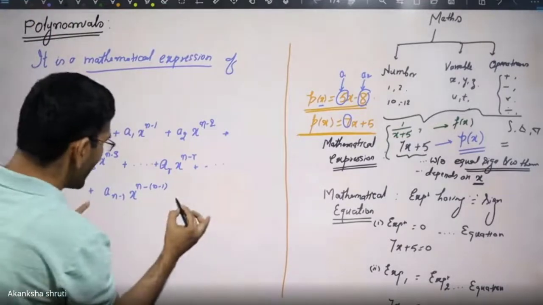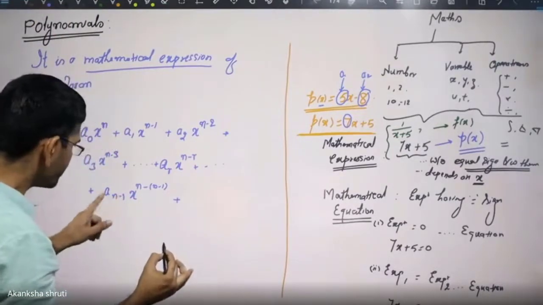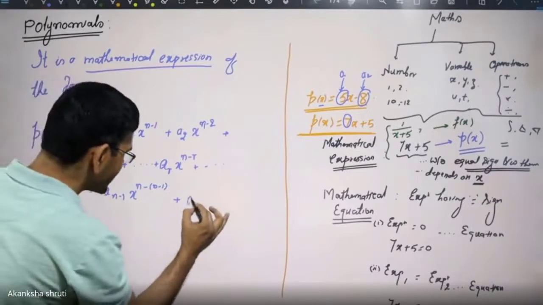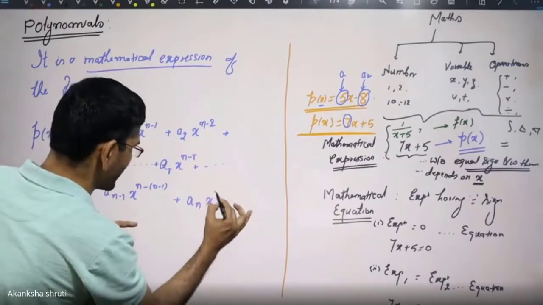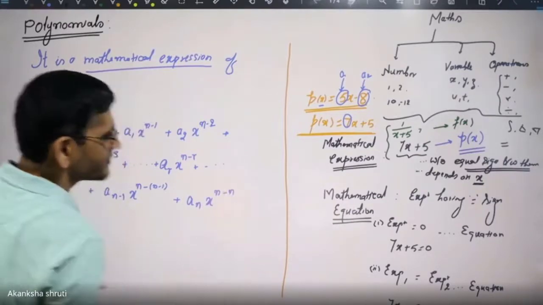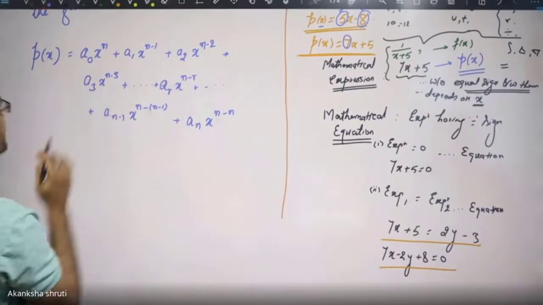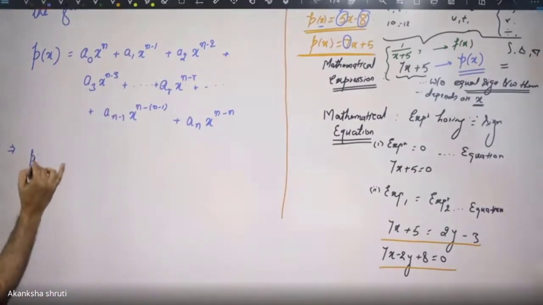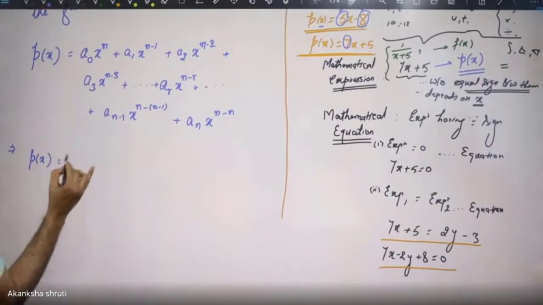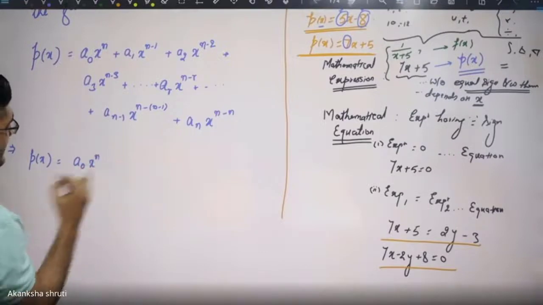Next term, I can take, this was just the term before the an, and then if I am taking the an, this will be x to the power n minus same as n. Students, let us write in simplified form. Rather than writing in this way, this is the general way I have written. This p(x) in simplified form is a0 x to the power n.